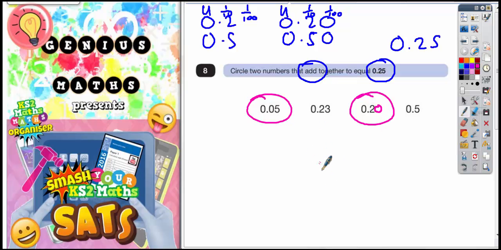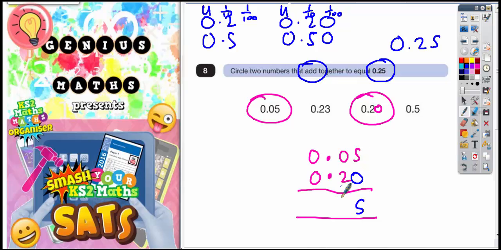If you want to check, then you could do this. Okay, remember, line your decimal points up, so 0.05 and 0.2, add them together, see what you get. Well, remember, there's nothing in this gap here, so you can fill it in with a 0. 5 and nothing is 5, nothing and 2 is 2, put your decimal point in, nothing and nothing is nothing. So you can see there, they are the two that added together make 0.25.